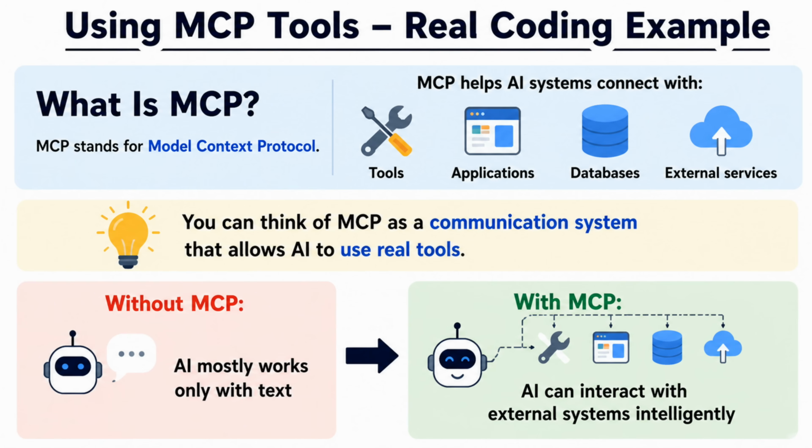This video will explain a real coding example using MCP tools. What is MCP? MCP stands for Model Context Protocol. MCP helps AI systems to connect with tools, applications, databases, and external services. You can think of MCP as a communication system that allows AI to use real tools. Without MCP, AI mostly works only with text. With MCP, AI can interact with external systems intelligently.